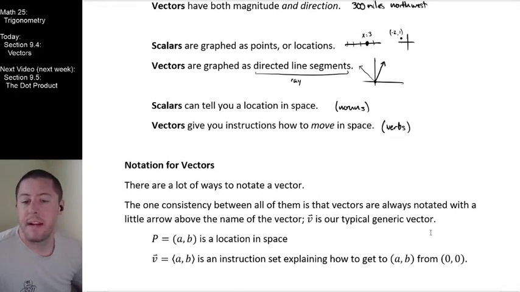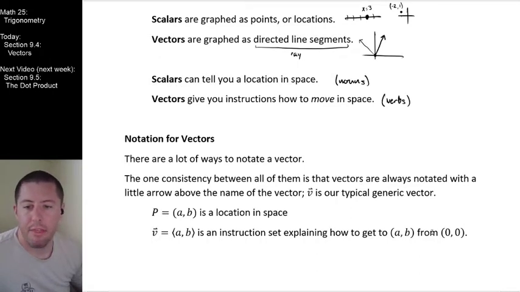So, notation for vectors. It turns out there's a whole bunch of different ways that we can notate a vector. We're going to look at three essential ones today. The one consistency between all of them is that our vectors are always notated with a little arrow above the name of the vector. Just like x and y are the most commonly used variables whenever we're doing algebra, v, the vector v, is our typical most generic vector. u and v are the ones that you'll end up seeing a lot. And what you can see is it's got this little arrow hat.